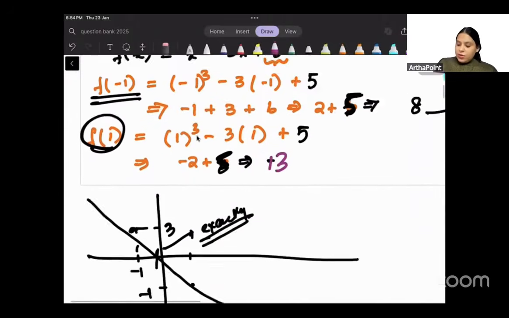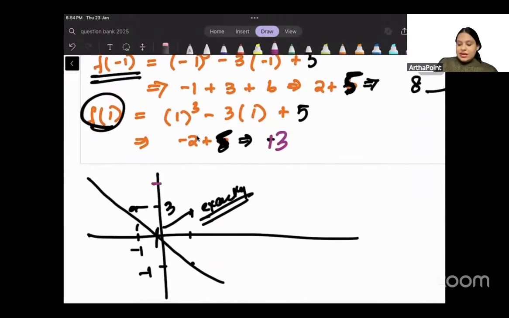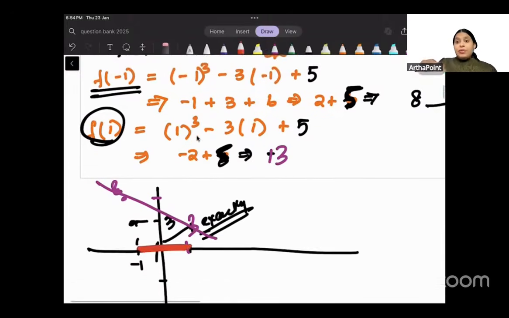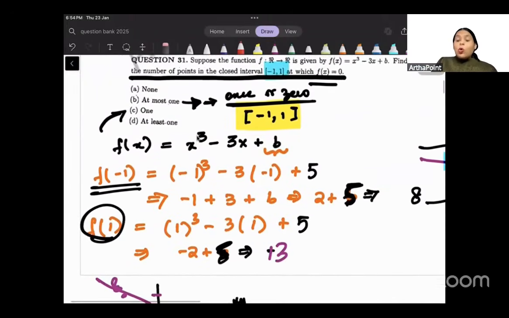Right? So now I know that here the function value is 8. And here it is 3. Which means my function is only till here, because it is only defined between -1 to 1. Then it is not cutting the x-axis at all. So it will be dependent on the value of b, which we don't know.